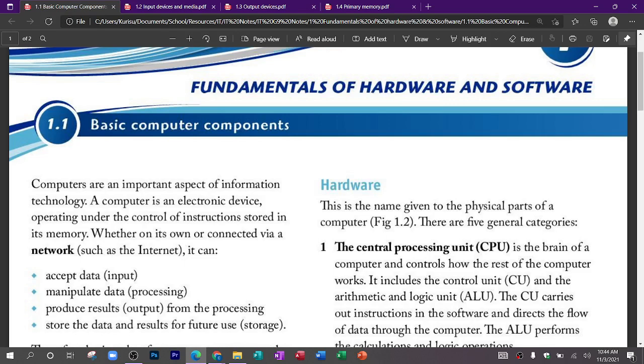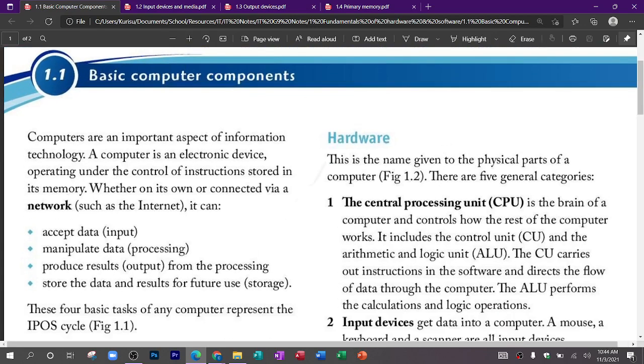We're not going to go through the content because we already did that. So you can make a note of that. That's one of the things you need to remember. What is a computer?